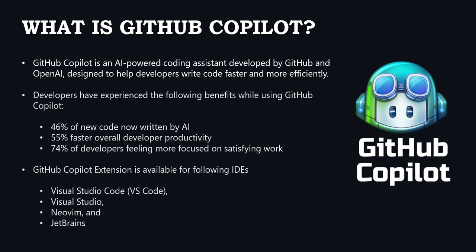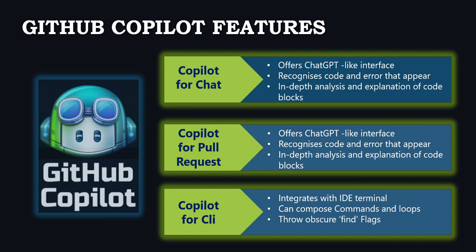Some of the key statistics on GitHub Copilot's impact: 46% of the new code is now written with AI assistance. Developers work 55% faster overall. 74% of developers feel more focused on satisfying work. Copilot is available as an extension for multiple IDEs. Those include Visual Studio Code, Visual Studio, Neovim, and JetBrains IDE.